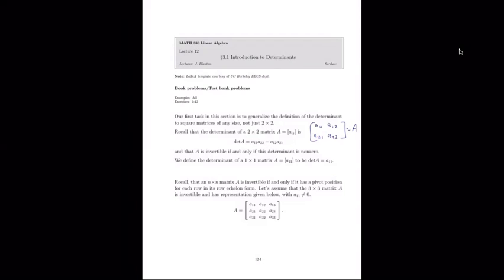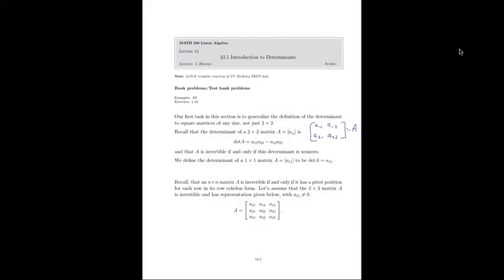Unfortunately, this doesn't work for general n-by-n matrices. It's not simply a matter of multiplying along diagonals like this and taking differences. So we'll have to build this out in a more careful way.